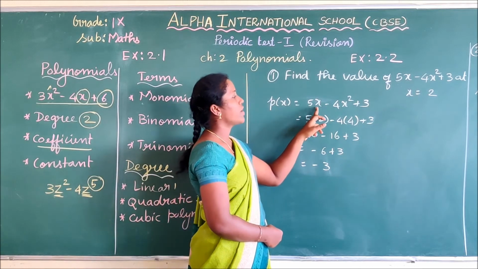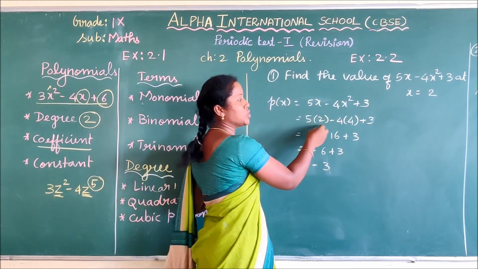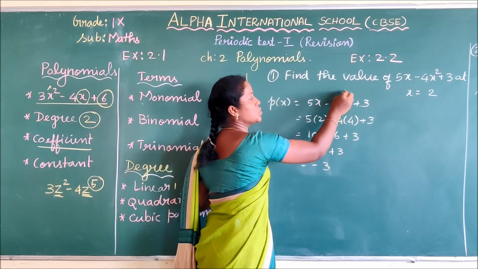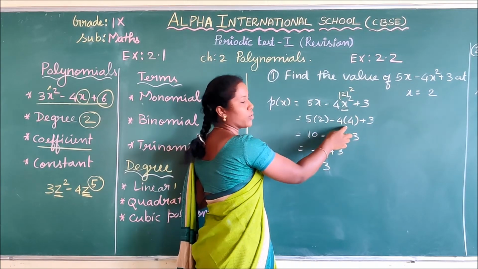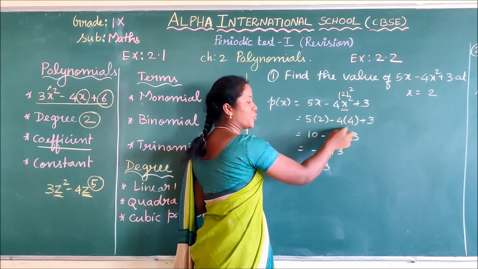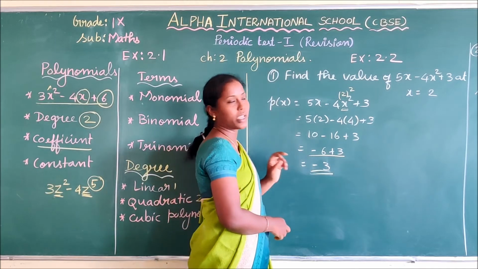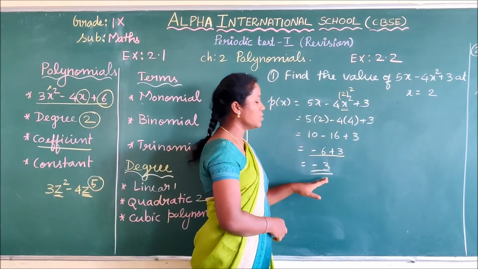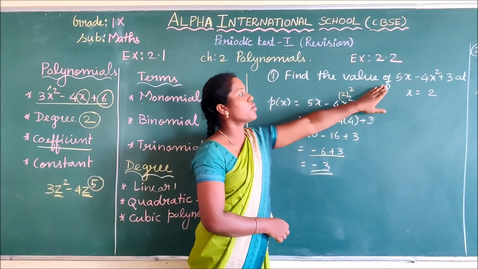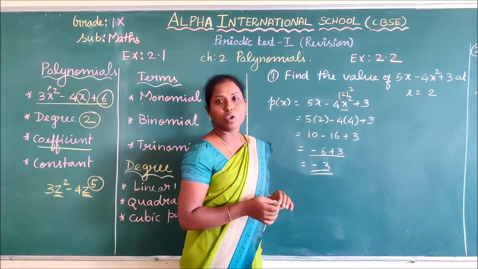So replace in 5x minus 4x square plus 3. If you replace x by 2, it means 5 into 2, and x square is 2 square, so 2 2s are 4. So minus 4 into 4 plus 3. So 5 2s are 10, 4 4s are 16, plus 3. So finally minus 6 plus 3 is minus 3. So we got, if x is equal to 2, the value of the given polynomial is minus 3.